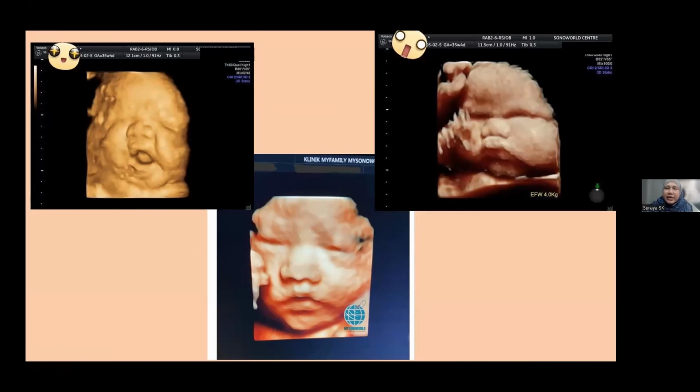Okay, so ideally about 1 kilo, ideally about 28 weeks to 30 weeks, which is the best time to do 3D 4D. But you can actually start doing it as early as you want. You can start doing it at first trimester, early second trimester. It's just that the baby will not be so chunky and it will not be so cute.